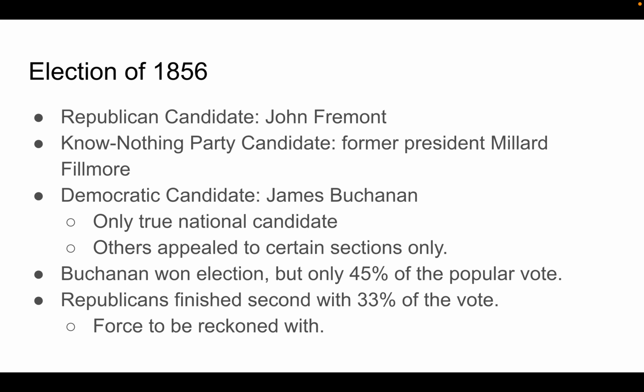But really, it's only the Democratic candidate who can get a truly national audience because he has support among immigrants in northern cities and the southern slaveholders. So he wins the election, but not with the majority of the popular vote. And the Republicans finished second with 33% of the vote. So they're pretty close to kind of being a major party at this election. And they're going to come back in 1860, and they're going to win the presidential election with the election of Abraham Lincoln.